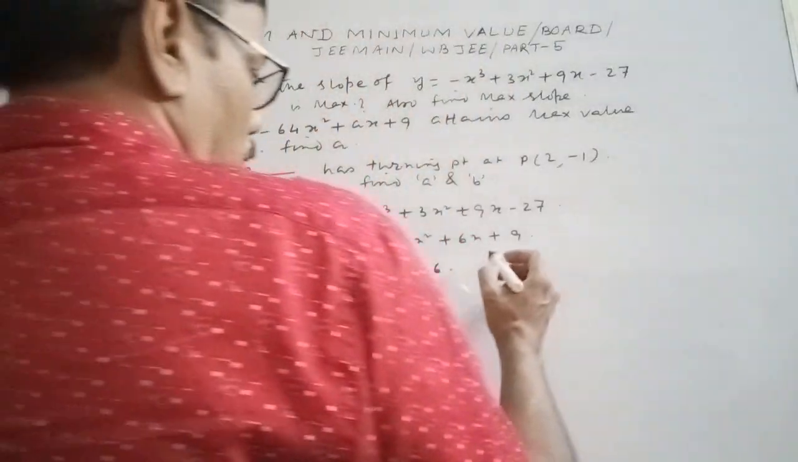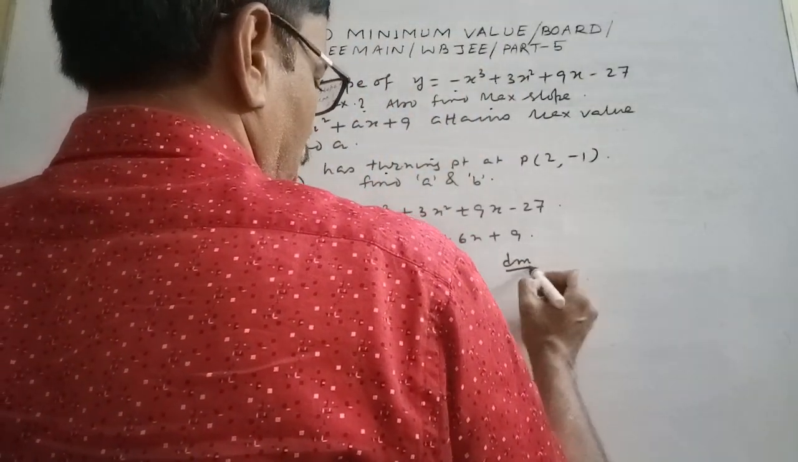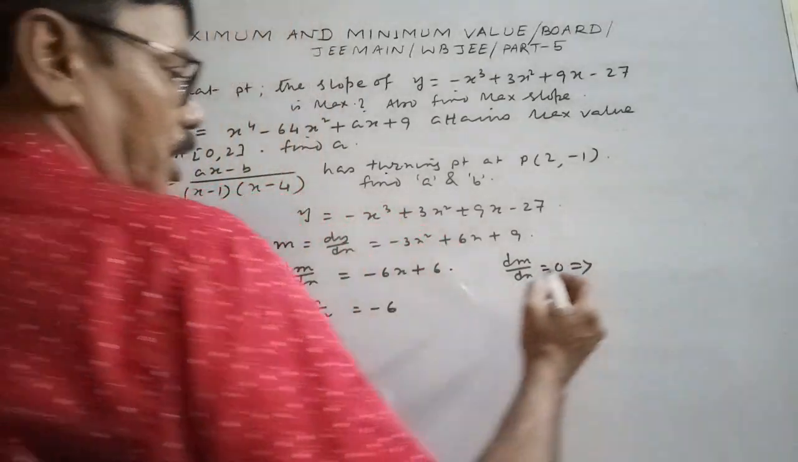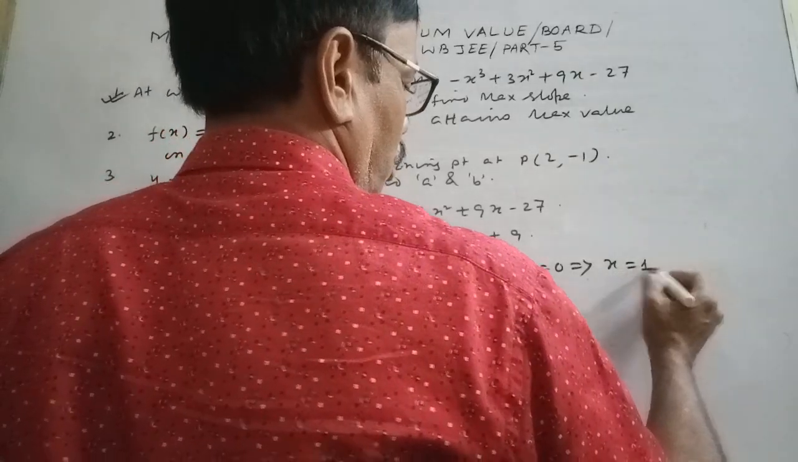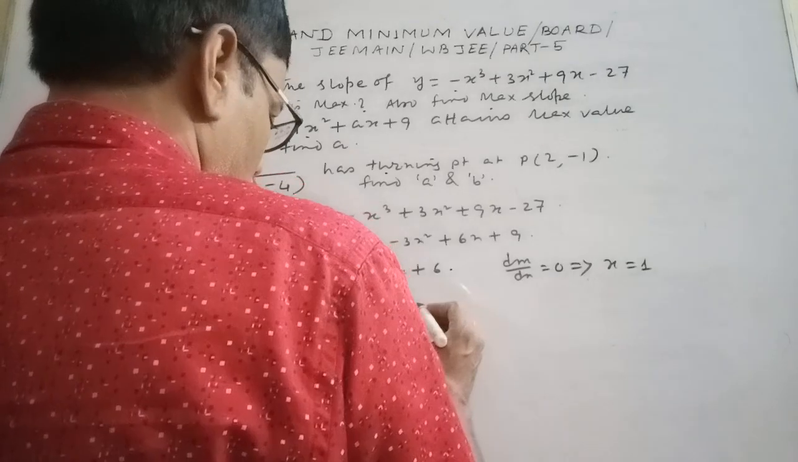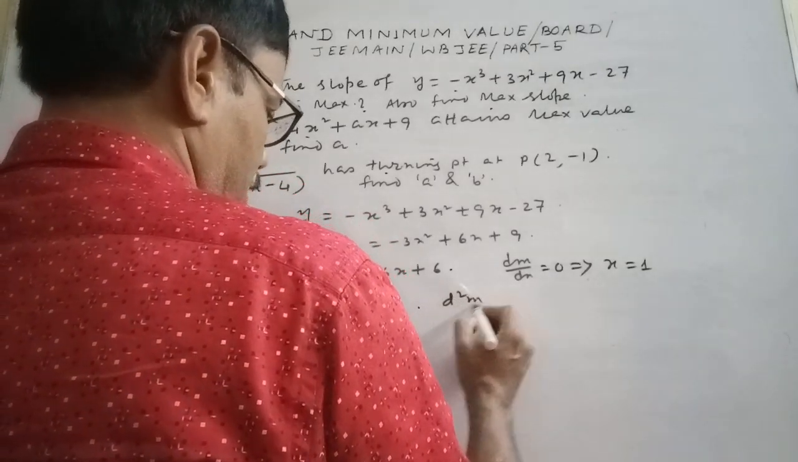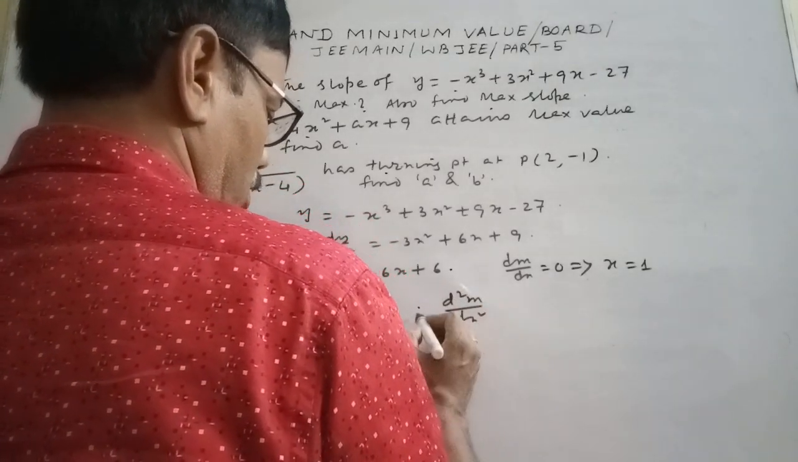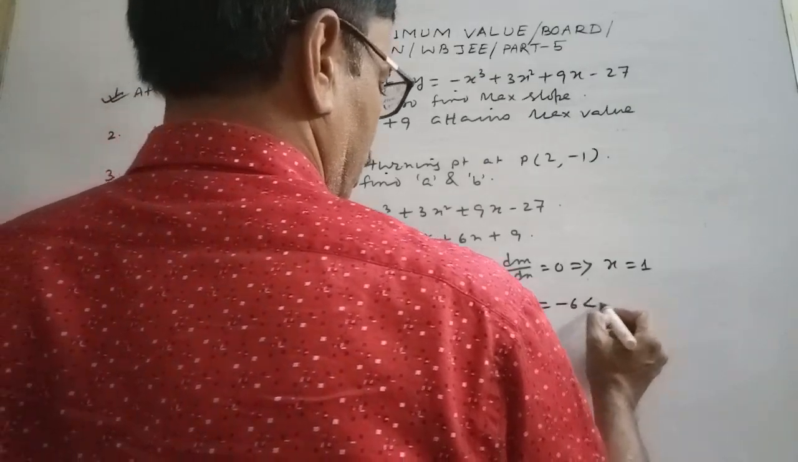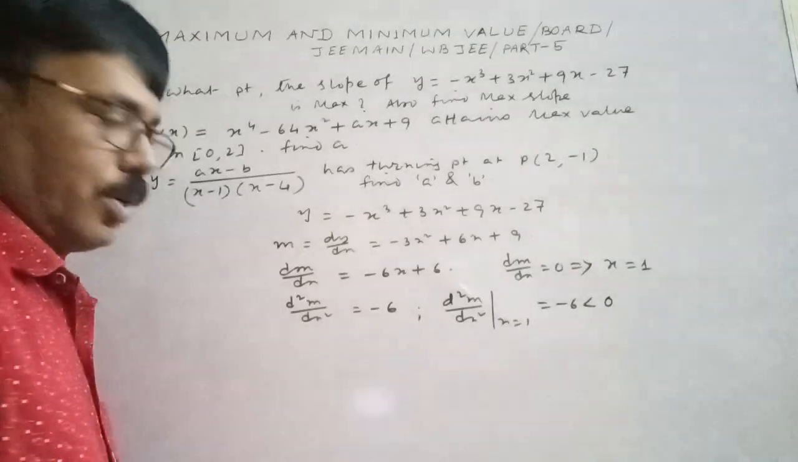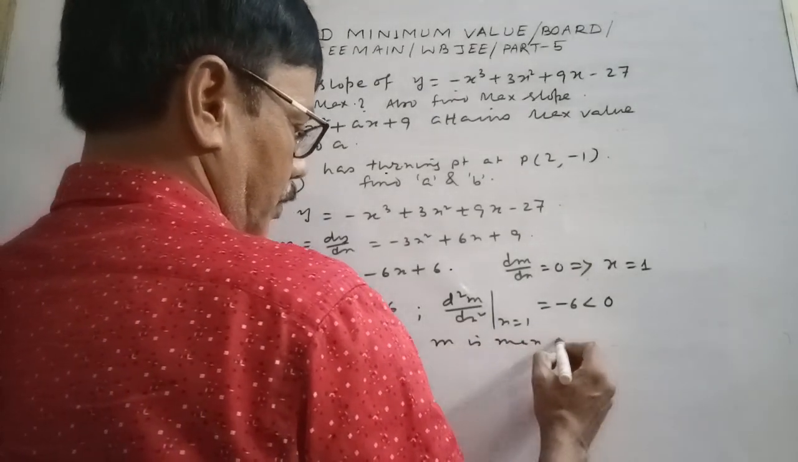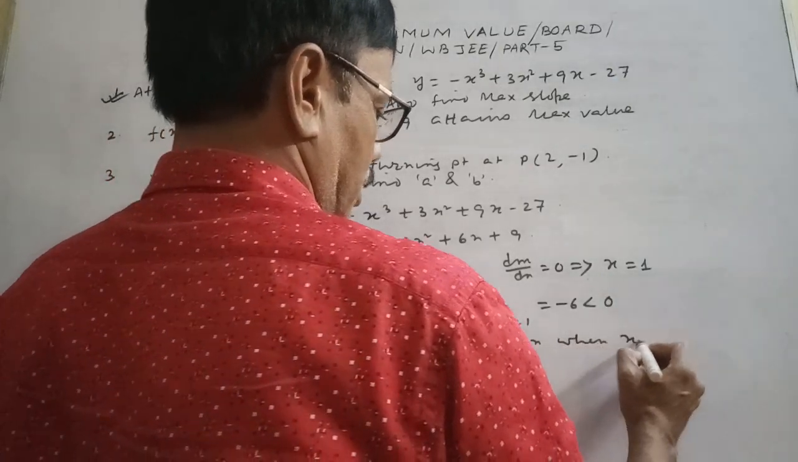Now for maximum or minimum slope, first derivative equals 0. dm by dx equals 0 gives x equals 1. Now double derivative test: d square m by dx square at x equals 1 equals minus 6, which is less than 0. So m is maximum when x equals 1.